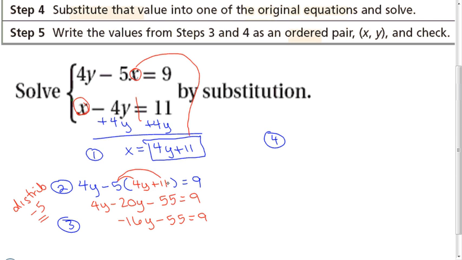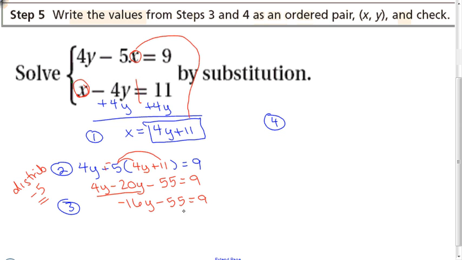Now I need to solve this. So the first thing I'm going to do is simplify this side of the equation by distributing, and it's a negative 5 that's being distributed. Remember, this changes to add the opposite. So I'm going to end up with a negative 20y and a negative 55. When I combine my like terms, I get negative 16y minus 55 equals 9. So now I'm going to add 55 to both sides to try to get this by itself. And I end up with negative 16y equals 64. And dividing by negative 16 on each side gets me that y is equal to negative 4.